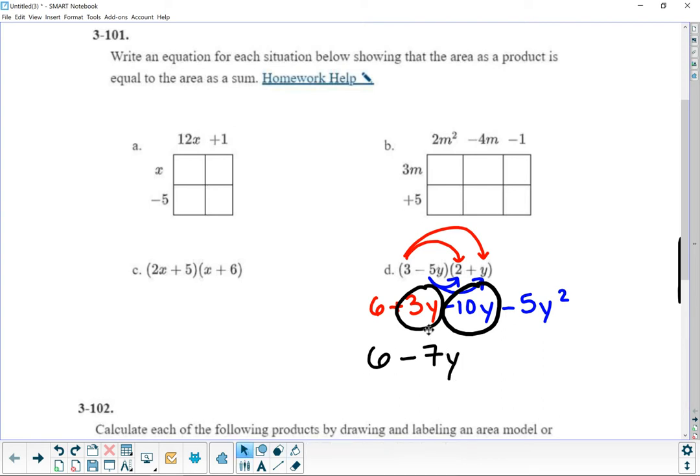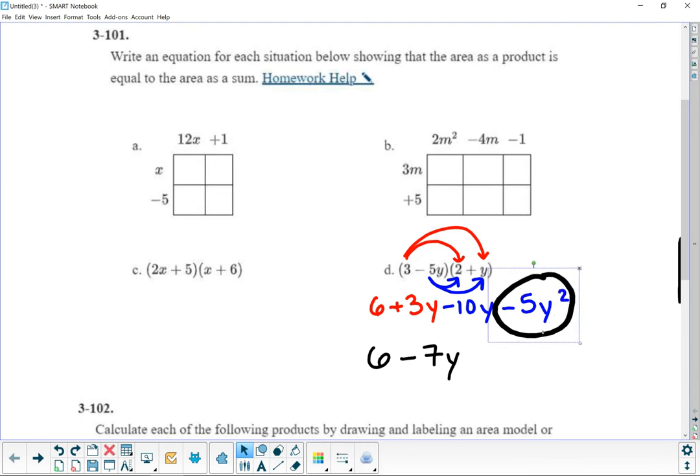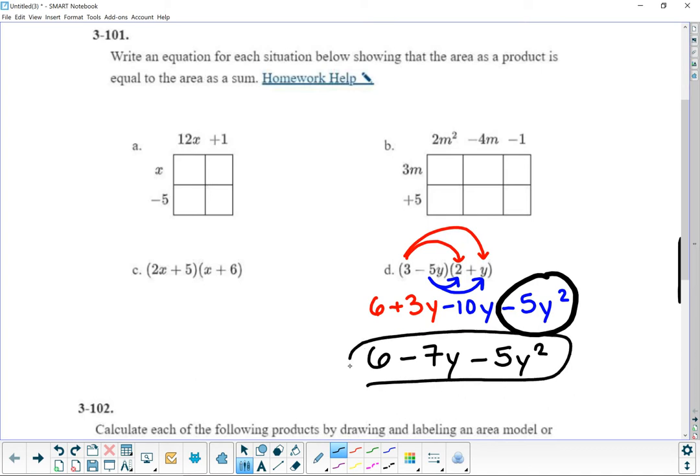And then last but not least, okay, we have just the term negative 5y squared, or the term with the y squared. And notice that there's no other term with y squared, so we're just going to copy that down just the way it is. Okay, and that's your final answer right here. Notice that I actually wrote this a little backwards, and it's okay to write it this way. This is from smallest degree to biggest degree. So we're going in ascending order. We're going from smallest to biggest.